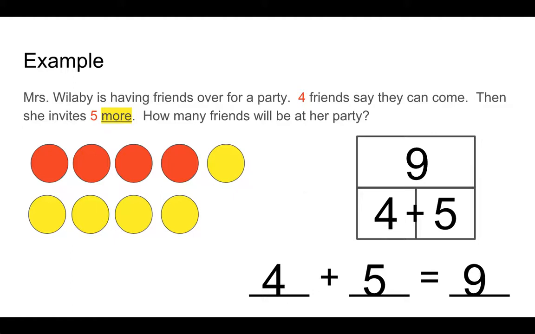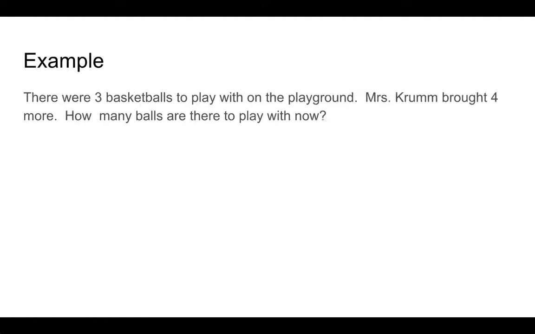Let's take a look at one more example, and this time I'm going to show you what it would look like to draw that out, what strategies you might use, and how it might look for you. So this example says, there were 3 basketballs to play with on the playground. Mrs. Crumb bought 4 more. How many balls are there to play with now?